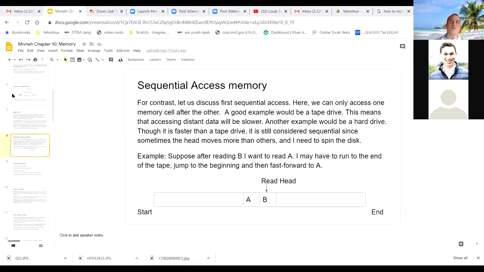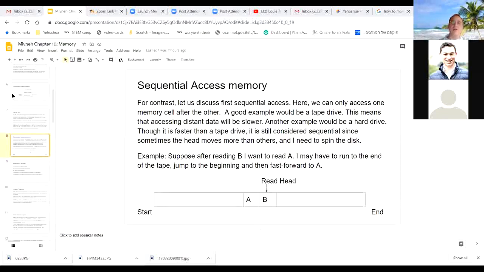Which one's that again? Tape. Sequential is a tape. Oh, as opposed to the regular one? Sequential is tape, like for backups and stuff. Yeah. But also a disk, a subtle point is that the disk is also sequential as opposed to random. It's not such a subtle point.